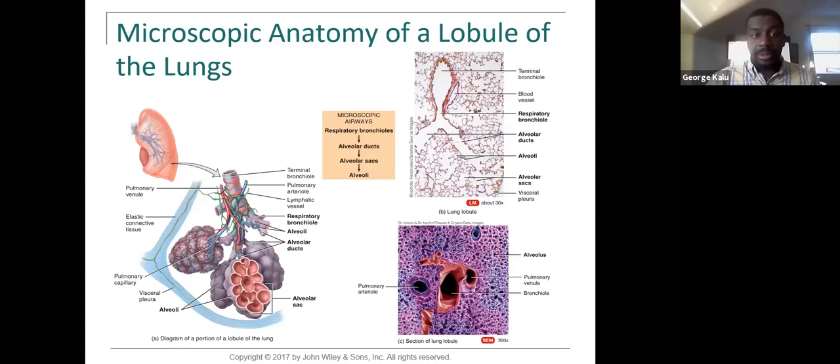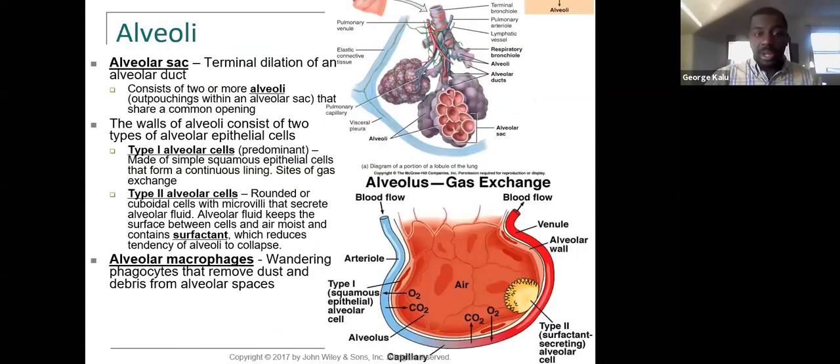Now we get into the alveolar sacs. The alveolar sacs almost look like clusters of grapes. This would be one alveolar sac, this would be another alveolar sac, here's a third alveolar sac, and so on and so forth. These clusters of grapes are the alveolar sacs, and those are where the alveolar ducts will end. Our alveolar ducts are going to open up into all of these alveolar sacs.